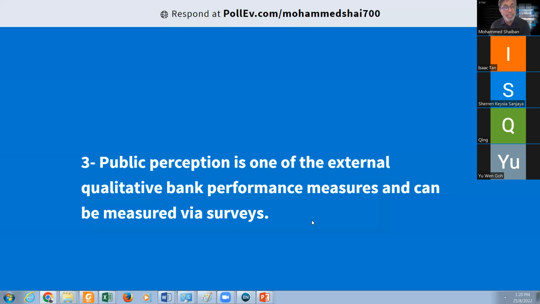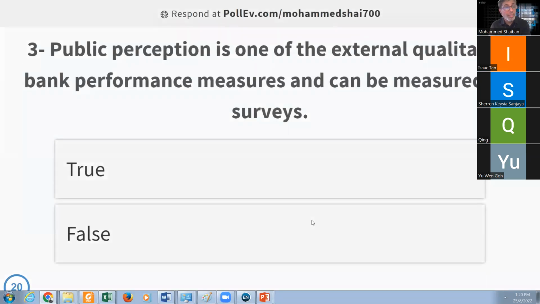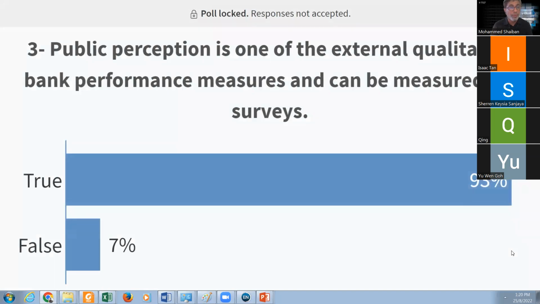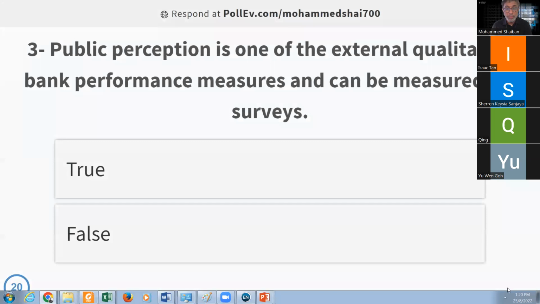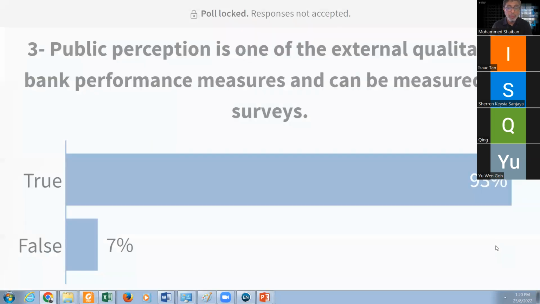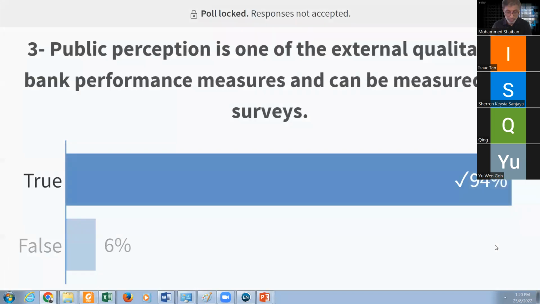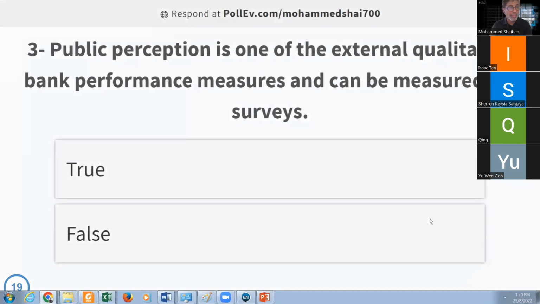Public perception is one of the external qualitative bank performance measures and can be measured via surveys. This means, how do I know how investors think? I don't have data. I have to send a survey and ask, what do you think of the bank, or what do you think of all those issues? So please participate now.